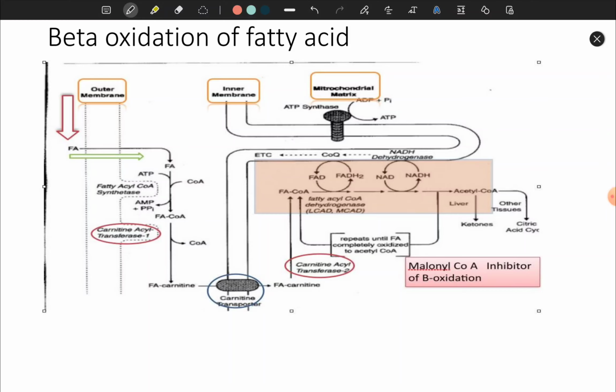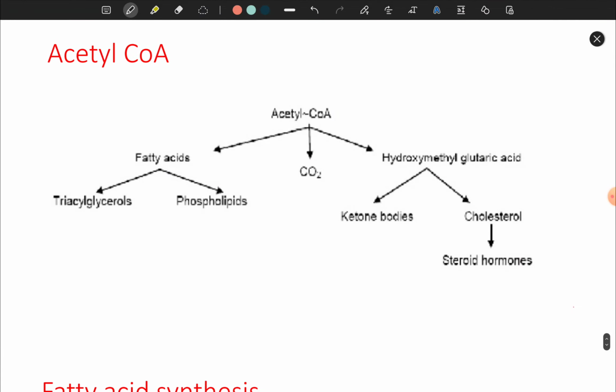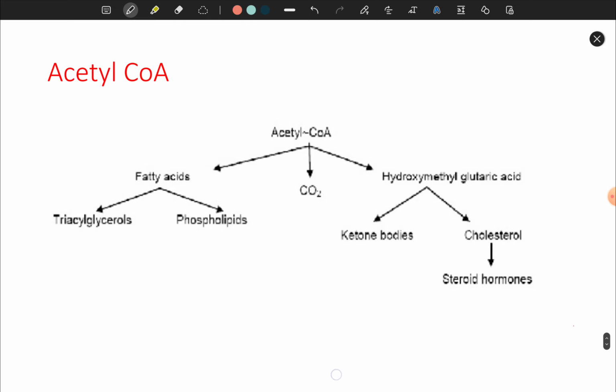This diagram shows the precursor of acetyl-CoA, which is the backbone or precursor for several substances like triglyceride, phospholipid, ketone bodies, steroid hormones.